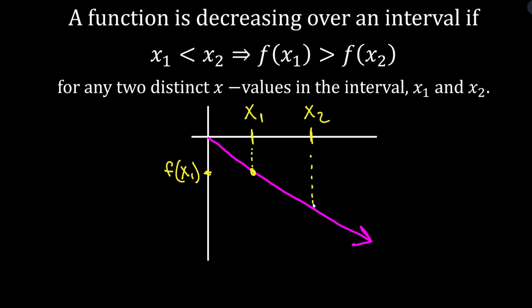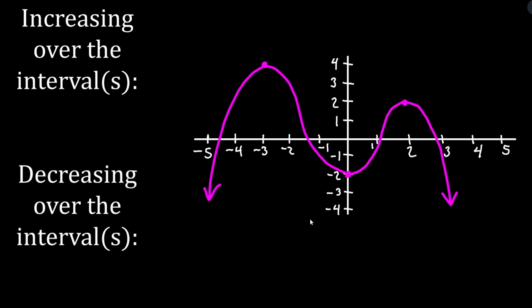So again, a fancy, super formal mathematical way of saying as we go right, we go down. For any two random distinct x values we pick in the interval, if x1 is less than x2, then f of x1 is greater than f of x2. As we go right, we go down. Awesome. All right, let's practice with two examples here, two different graphs.